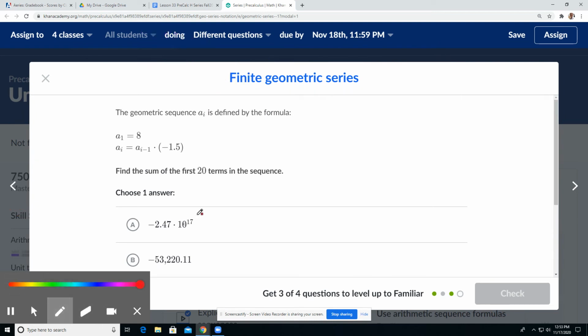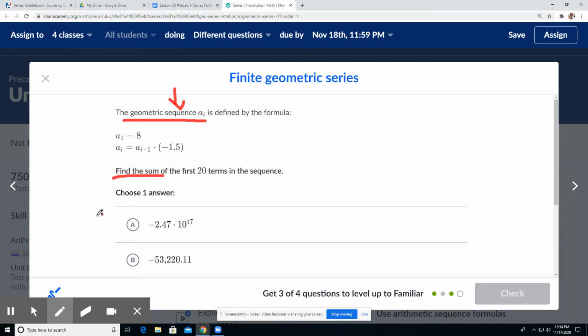All right, next one. The geometric sequence a sub i is defined by the formula. Okay, so this is the a sub i. Oh, it's a sequence. Okay, find the sum. All right, so now they're changing it to a series. Find the sum of the first 20 terms in the sequence. All right, so they're just kind of throwing some vocabulary around on us.